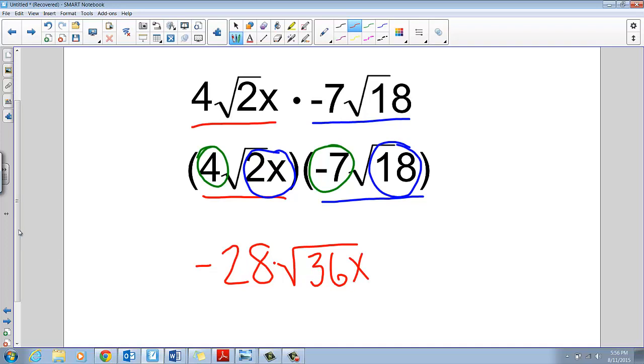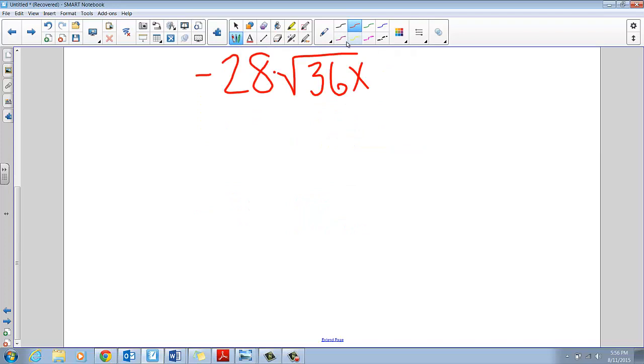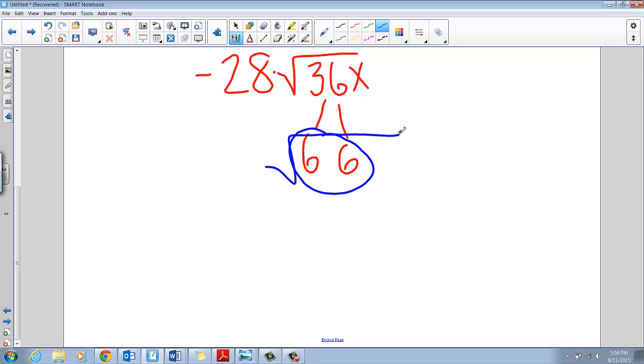So we've got negative 28 out front. Now we've got to deal with this square root of 36x on the inside. We want to ask ourselves, do we know the square root of 36? Right off the bat, some of us should say yes, the square root of 36 is 6 times 6, which means I would have a pair. 6 times 6, and then times the x. So the 6's will come out while the x stays in.